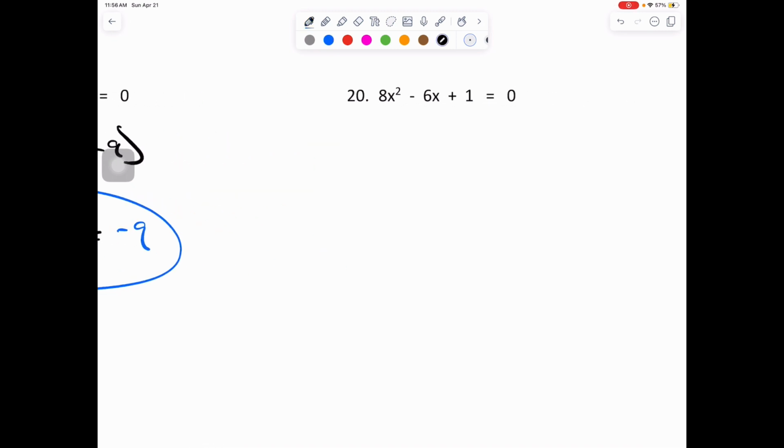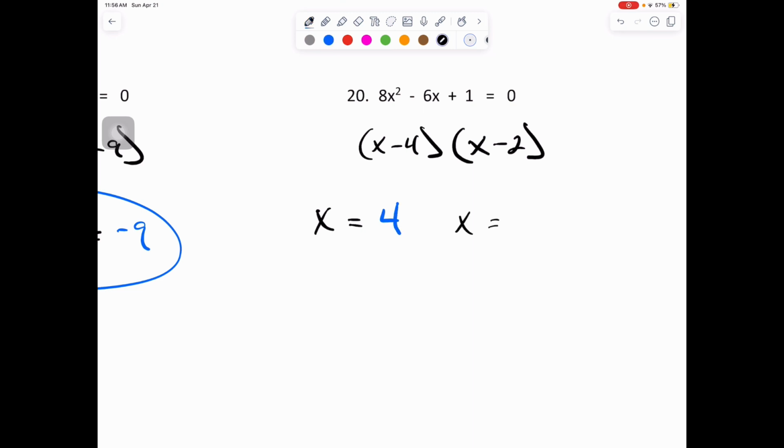For number 20, I'm going to do the exact same thing, okay? Because 8 times 1 is 8, and we can find factors of negative 4 times negative 2, giving us a positive 8. So I'm going to write it as x minus 4 and x minus 2, because that negative 4 times negative 2 gives us the 8. Negative 4 minus 2 gives us our negative 6. All right. There will be one added step to this, and that's it. But again, let's take that flip. So x equals 4 and x equals 2.